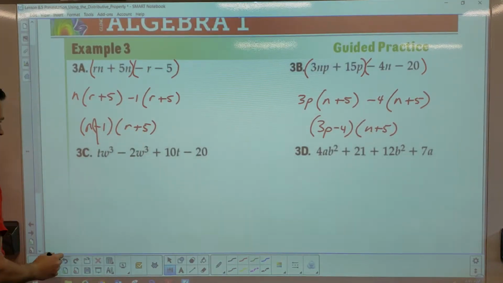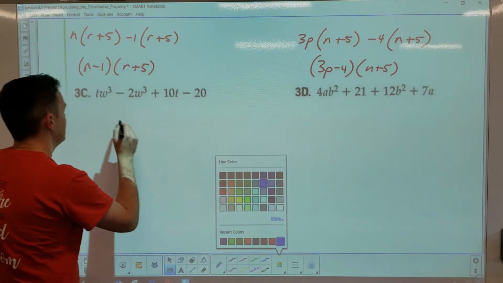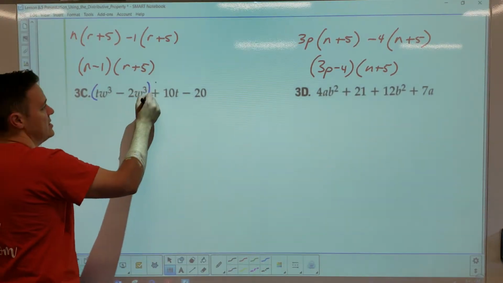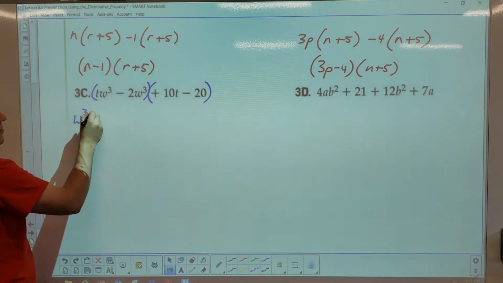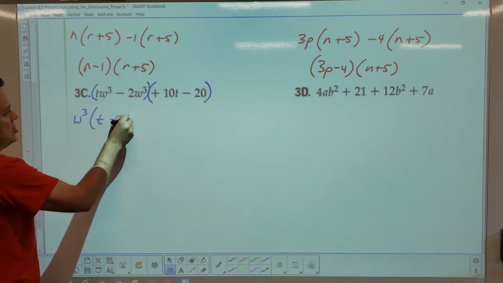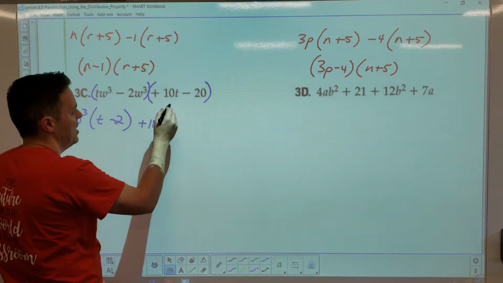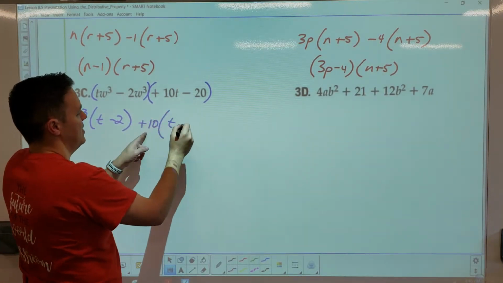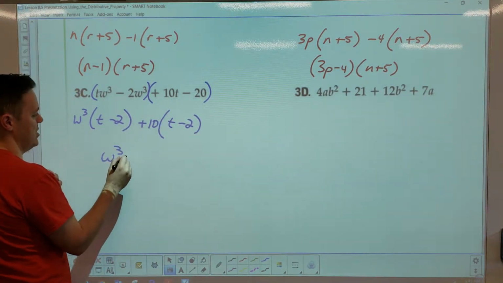Same setup. On this one, let me see my setup. If I factor these 2 things out, it would be a w to the 3rd. What's left behind is a t minus 2. If I factored out a positive 10 here, I'm going to get a t, and then it'll be minus 2 again. So there is my equation.